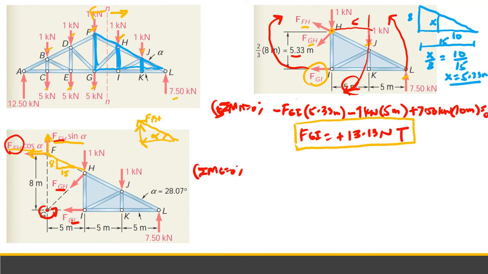Equals to 0, counterclockwise, positive. Okay, so first, unahin natin yung 7.5. So, 7.5, it will create a counterclockwise rotation. So, positive. 7.50 kilonewton multiplied by ilan yung perpendicular distance niya. So, that is 5 times 3.